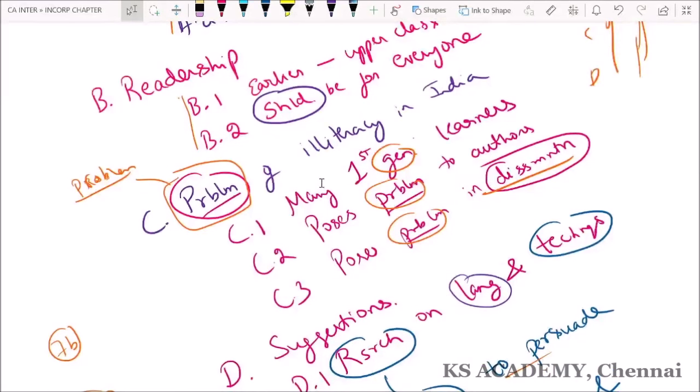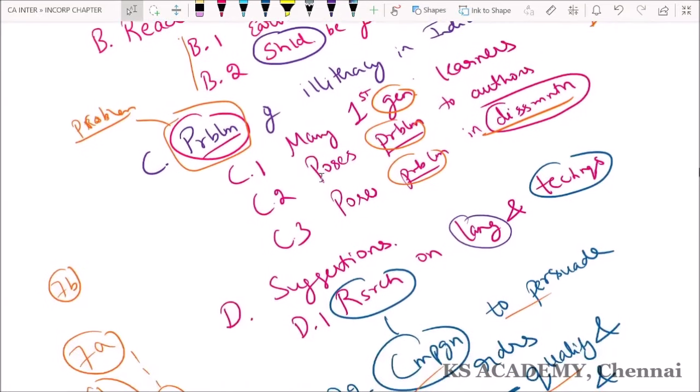Is B done? Okay. C. Problem of illiteracy in India. Many first generation learners, poses problem to authors, poses problem in dissemination of information.